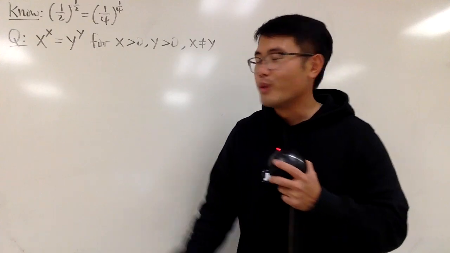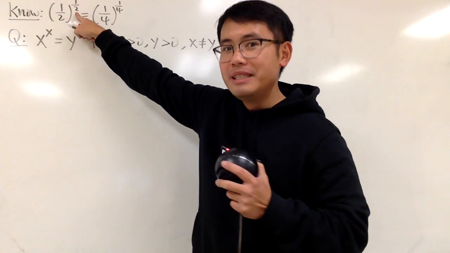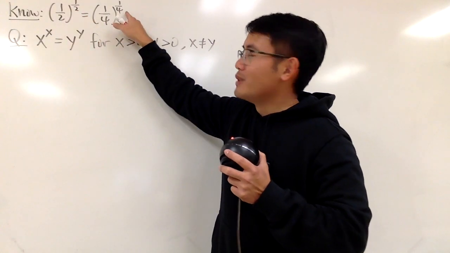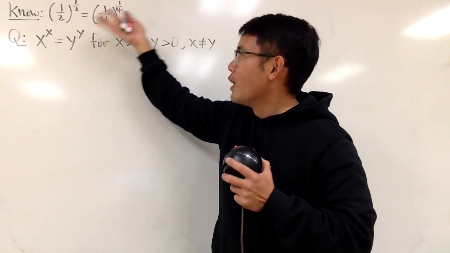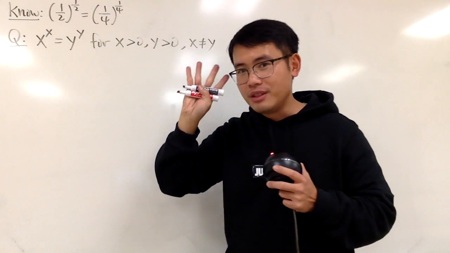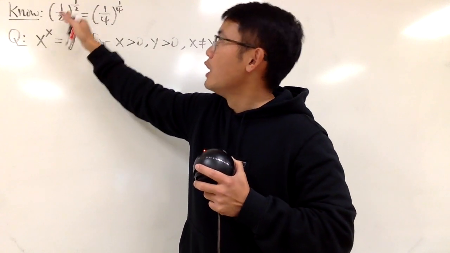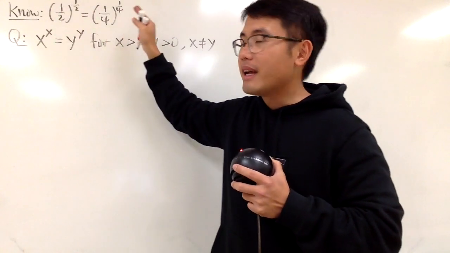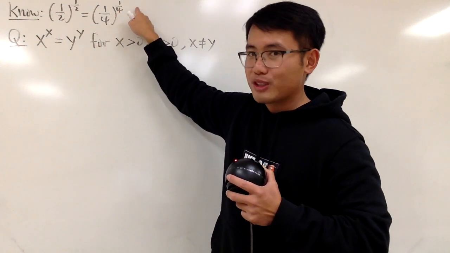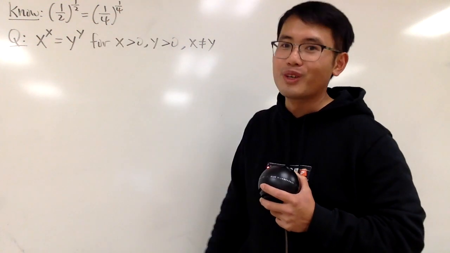Okay, as we all know, when we have (1/2) to the 1/2 power, this is actually equal to (1/4) to the 1/4 power. Well, how can you see it? You can just raise both sides to the 4th power and you'll see that this right here is pretty much (1/2) raised to the 2nd power, and then on the right hand side you get (1/4) to the 1st power, and 1/4 is equal to 1/4.